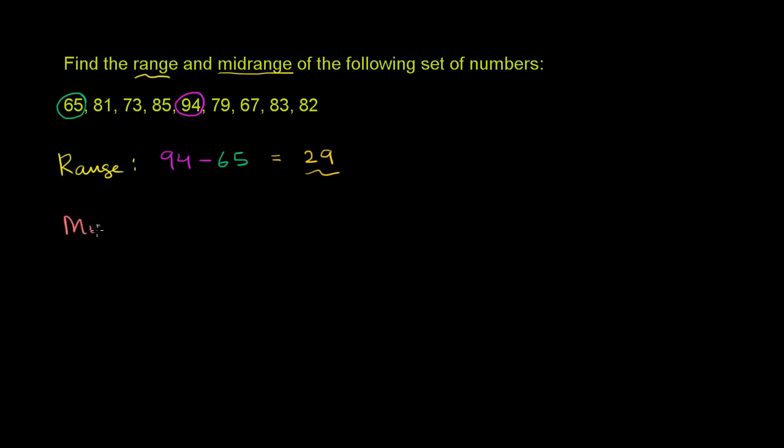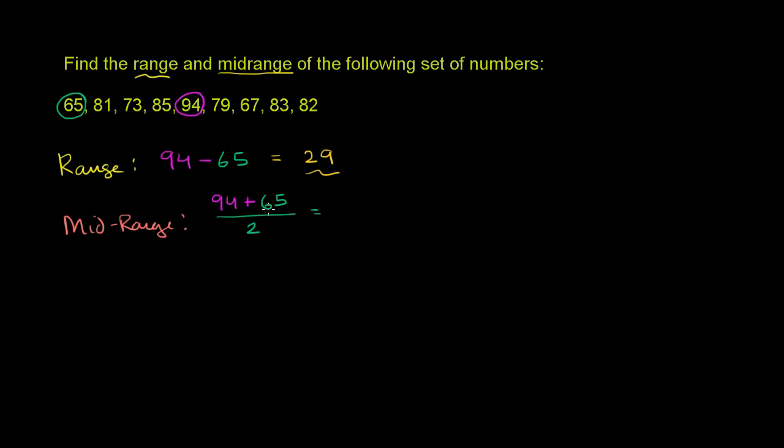So mid-range. And what you do with the mid-range is you take the average of the largest number and the smallest number. So here we took the difference. That's the range. The mid-range would be the average of these two numbers. So it would be 94 plus 65. And when I talk about average, I'm talking about the arithmetic mean, over 2. So this is going to be what?